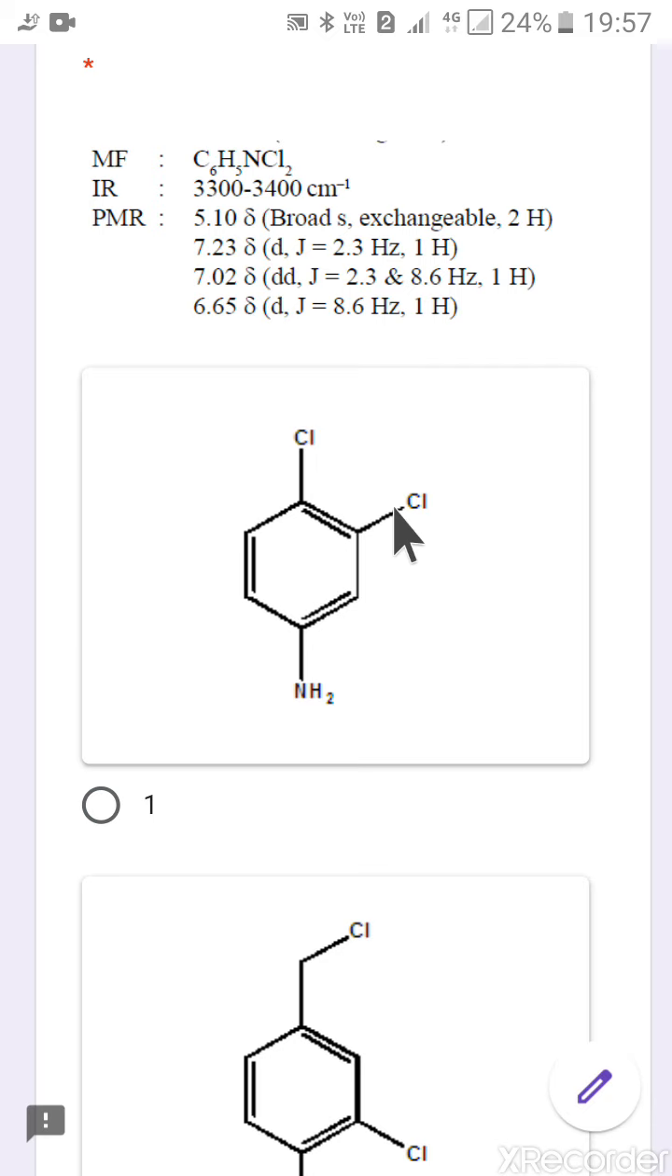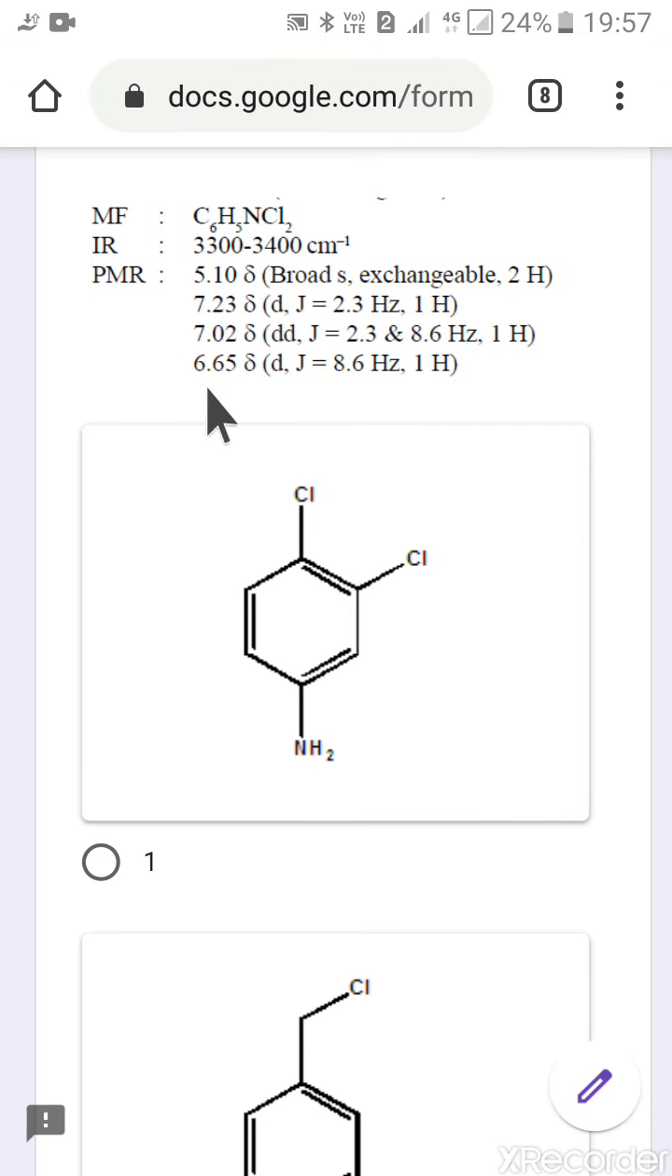Now look at any one signal from the NMR. Either we can look at the upfield or downfield signal. 7.23 is downfield among these three. So which one among these three is downfield? Of course, the one which is meta to the NH2 and ortho to the chloro. This one is downfield, so it will show at 7.23. But the J value is only 2 Hz, which means it has meta coupling. So the downfield proton should have a meta proton. This option is ruled out because the 2 Hz coupling is only for meta coupling, and this proton doesn't have a meta proton. So this option is ruled out.